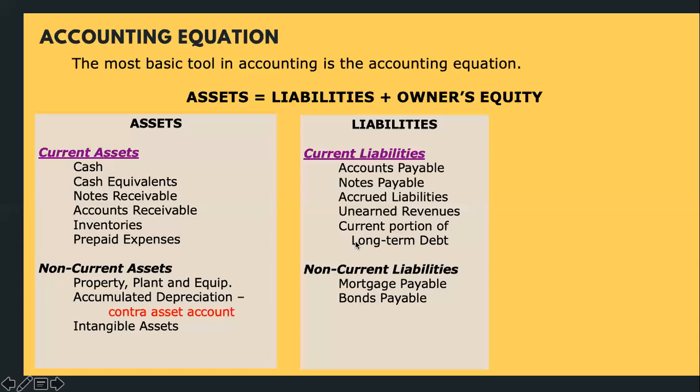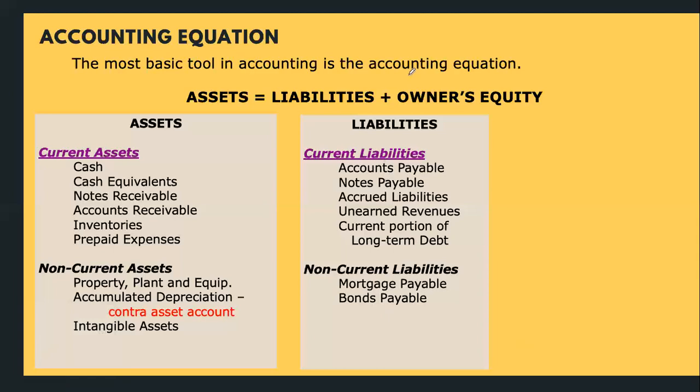Take note that unearned revenue is a liability account. And current portion of a long-term debt. So, di ba, 5 years to pay na debt pero within 1 year naka-installment siya. So, the current portion under sa current liabilities, but the non-current portion under sa non-current liabilities. So, example of non-current liabilities, you have mortgage payable, you have bonds payable.